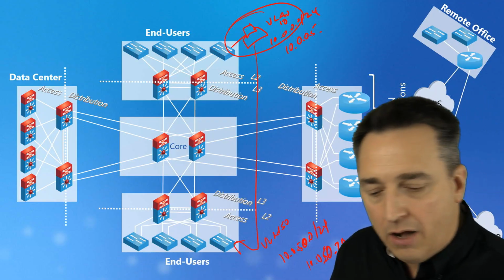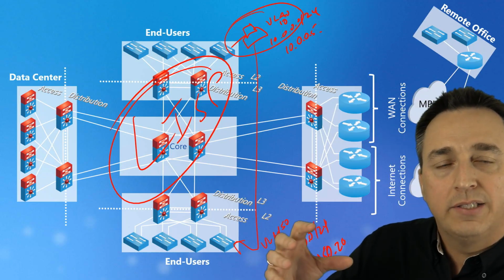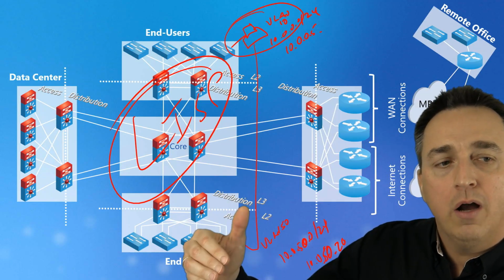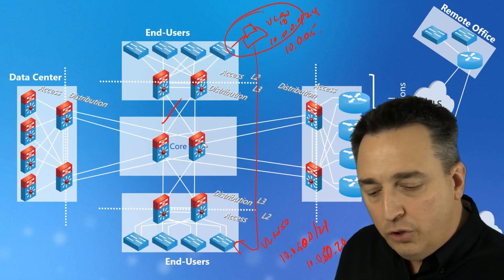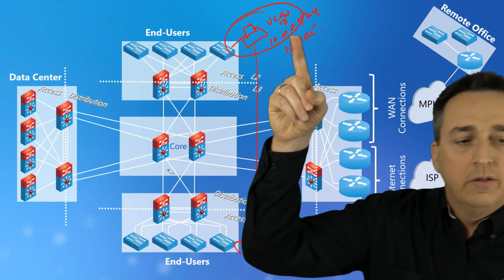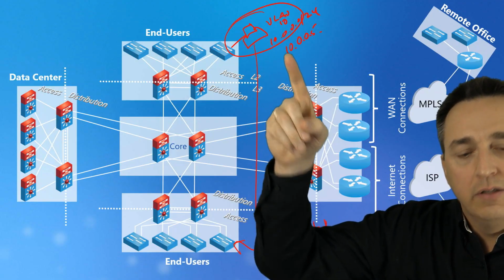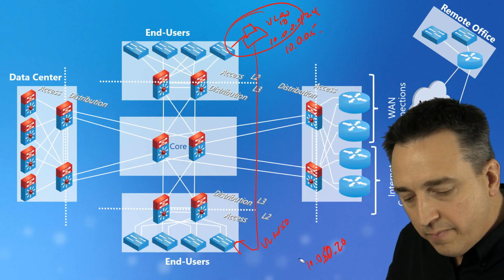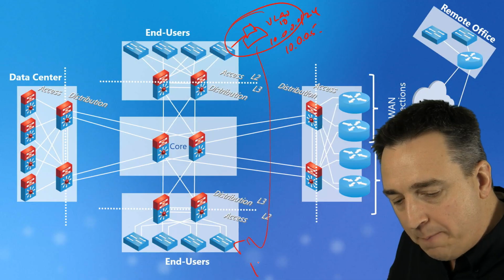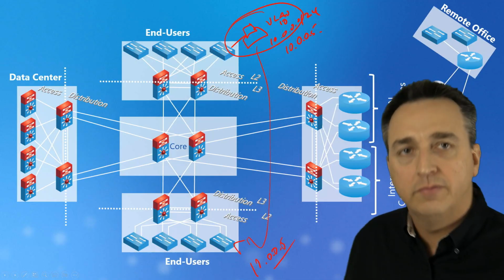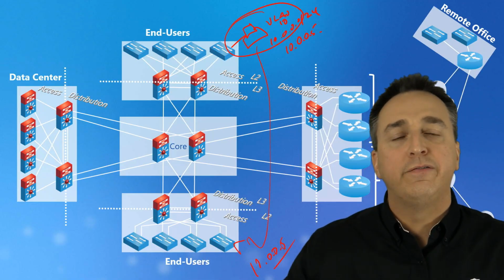But see, with LISP now, if we use LISP in our environment, what can I do? I can separate where you are from who you are. So right now, you might be 10.0.0.5 in this location, but if you move here, you can still be 10.0.0.5, even though you're not in your location. What does that mean? It means your ID follows you where you go.